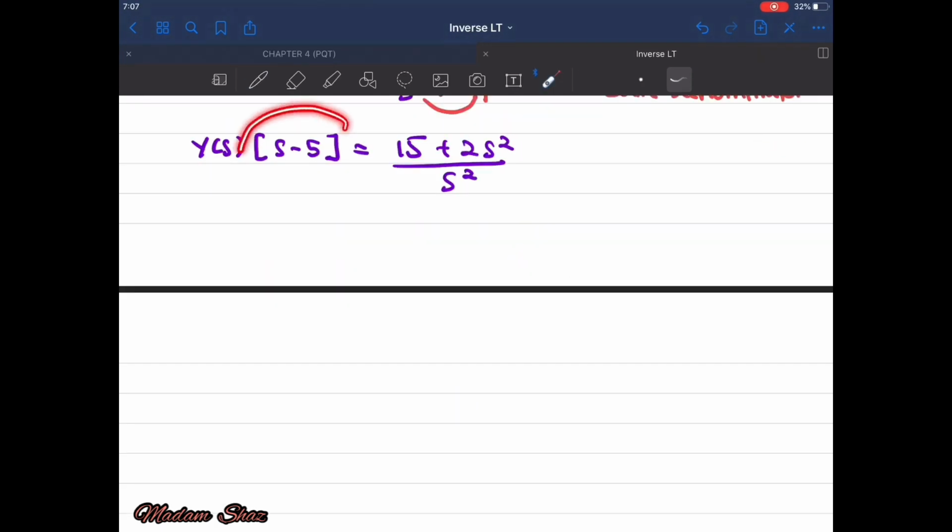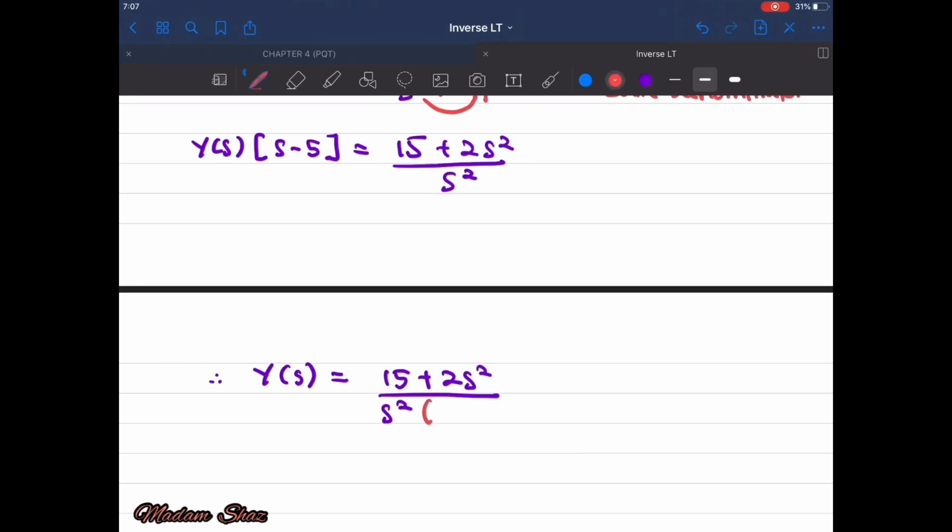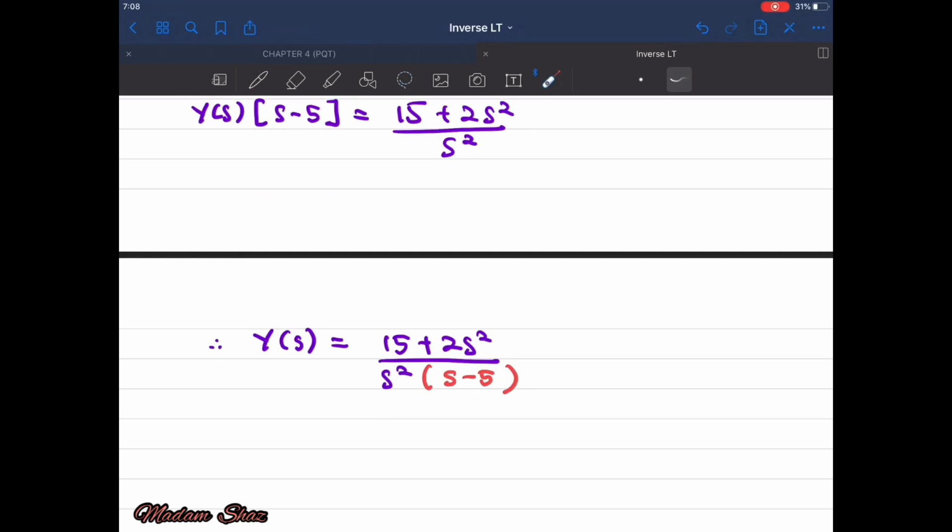Okay, now move s minus 5 to the right hand side. So Y(s) is multiplied with the s minus 5. When we move s minus 5 to the right hand side, this one will become the term at the denominator. So therefore, Y(s) is equal to 15 plus 2s square divided by s square multiplied with s minus 5. So now we already obtained that Y(s) is equal to something. This is what I mean by the something on the right hand side.